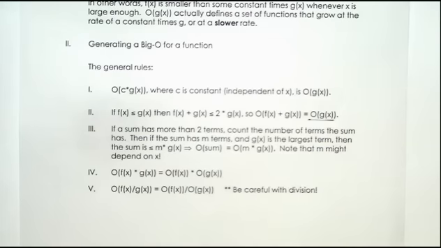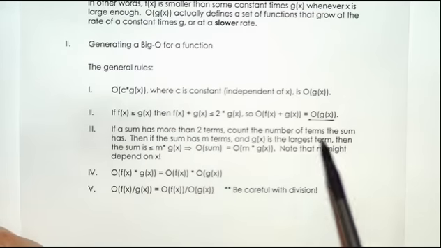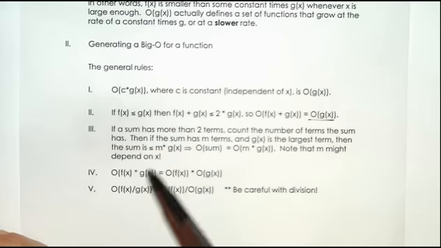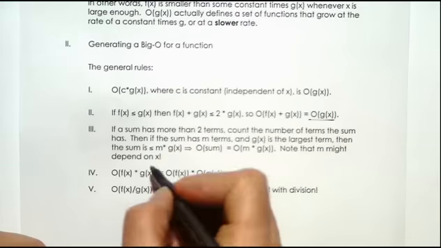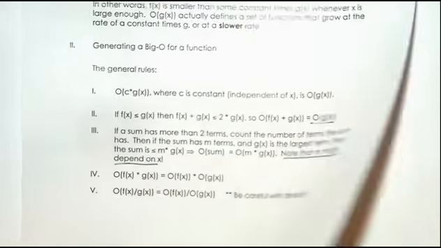Now this third one is tricky. If a sum has more than 2 terms, count the number of terms the sum has. If the sum has m terms and g of x is the largest, then the sum is less than or equal to m times g of x. And m might depend on x. So let's look at an example of that.